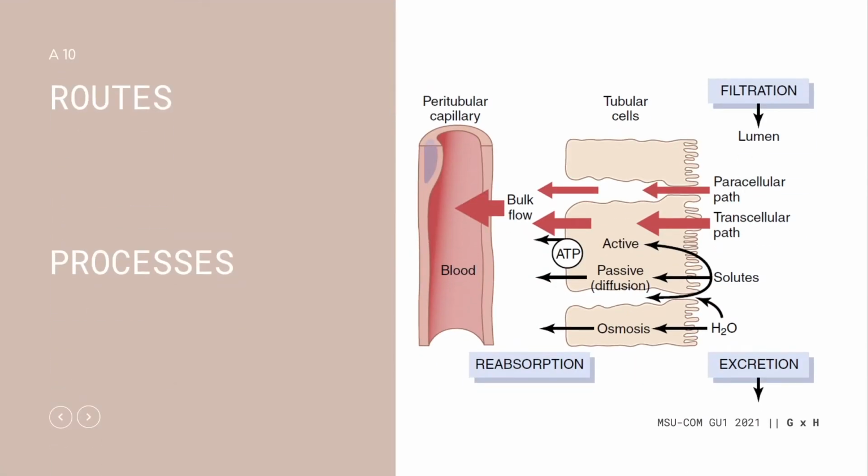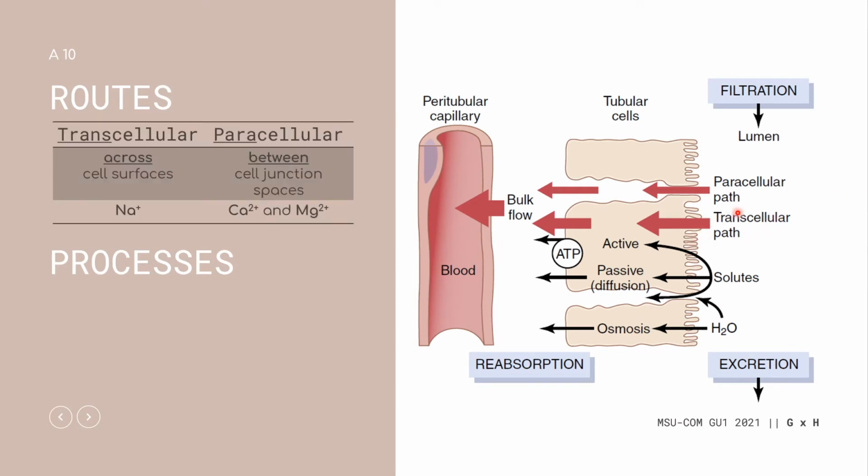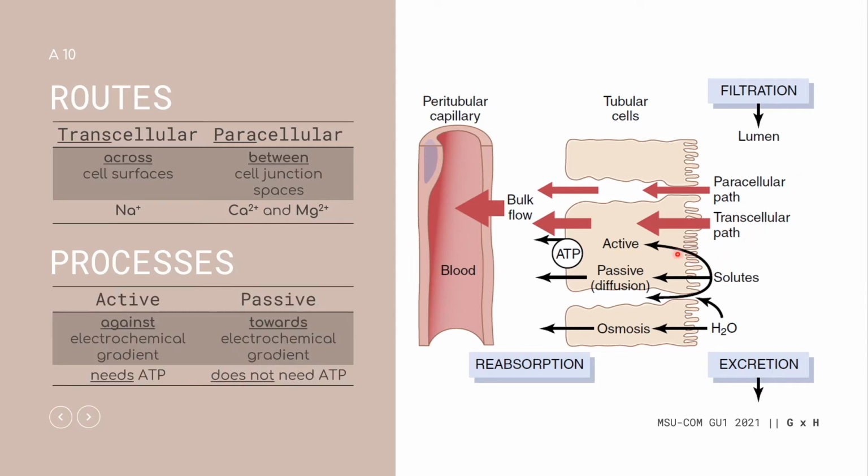Molecules can utilize either the transcellular route, where they pass through the apical, then basal surfaces of the tubular cell membrane, or the paracellular route, where they go through the space between the tight cell-to-cell junctions. Sodium, for example, is mostly transported through the transcellular pathway, whereas calcium and magnesium ions are carried to the interstitium via the paracellular pathway. Transport can also either be active, against an electrochemical gradient and requiring ATP, or passive, down an electrochemical gradient and not requiring ATP. We will expand on this shortly.